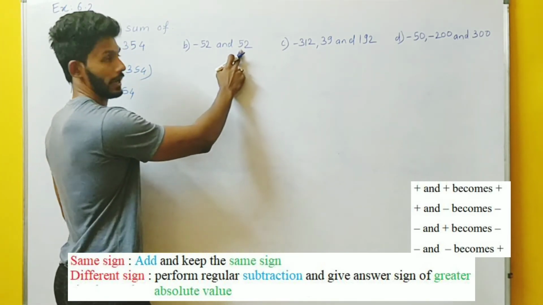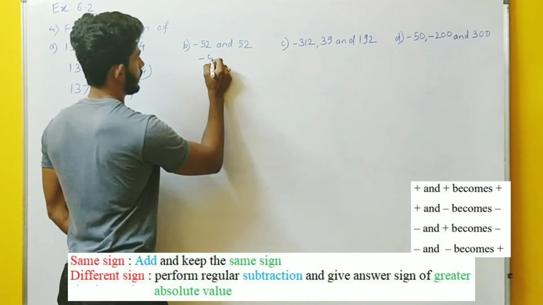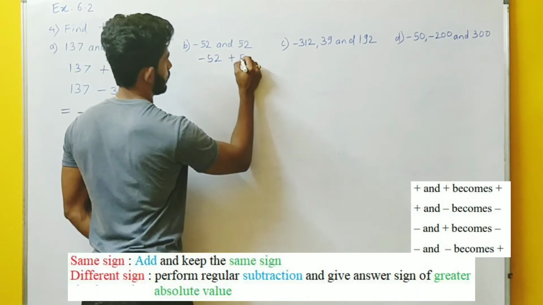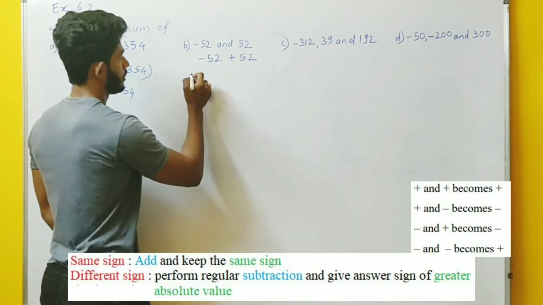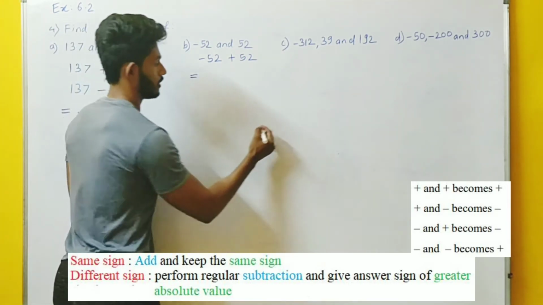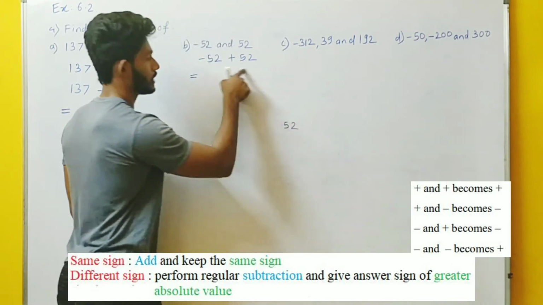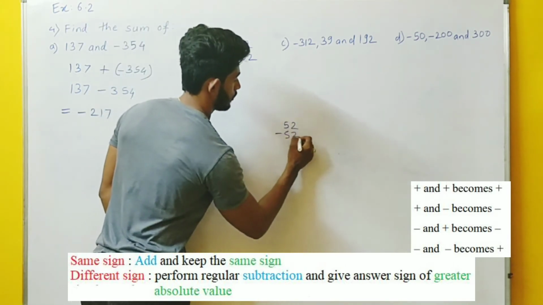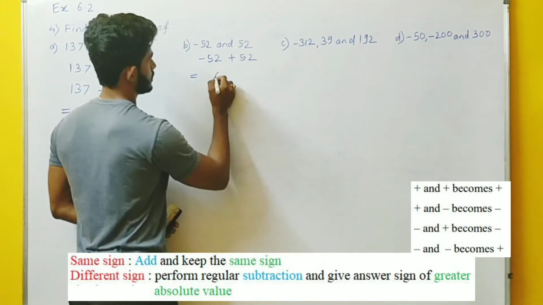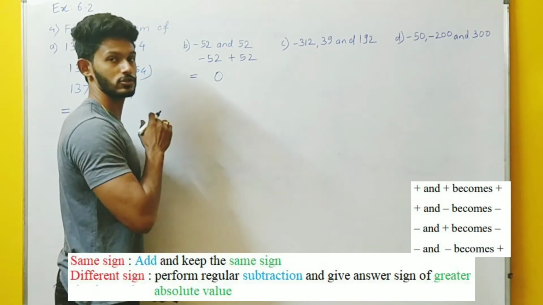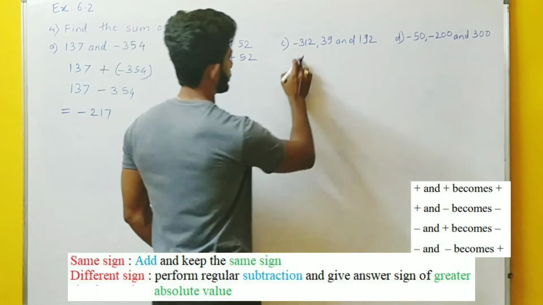Minus 52 and 52. We have to find the sum. So minus 52 plus 52. Now you can see that we have integers with different sign. So we are going to subtract these two numbers. 52 and 52 both are same numbers. So when we do 52 minus 52, we'll get answer as 0. And 0 does not have any sign. So it is not positive nor negative.